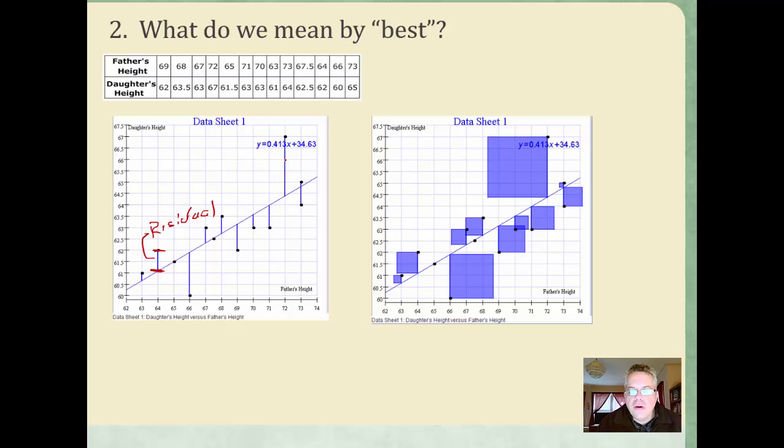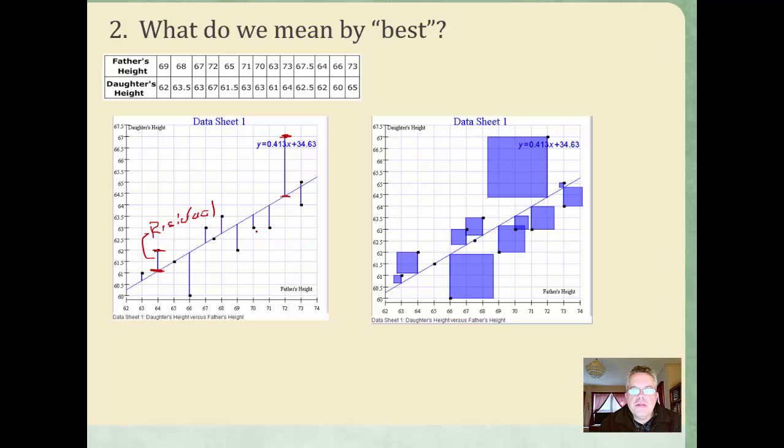So the largest residual is kind of over here. The actual height for the daughter of the father who was 72 inches tall was 67, and the predicted height for a father who's 72 inches tall is about 64.5 inches. So these vertical distances are what we're trying to make as small as possible.